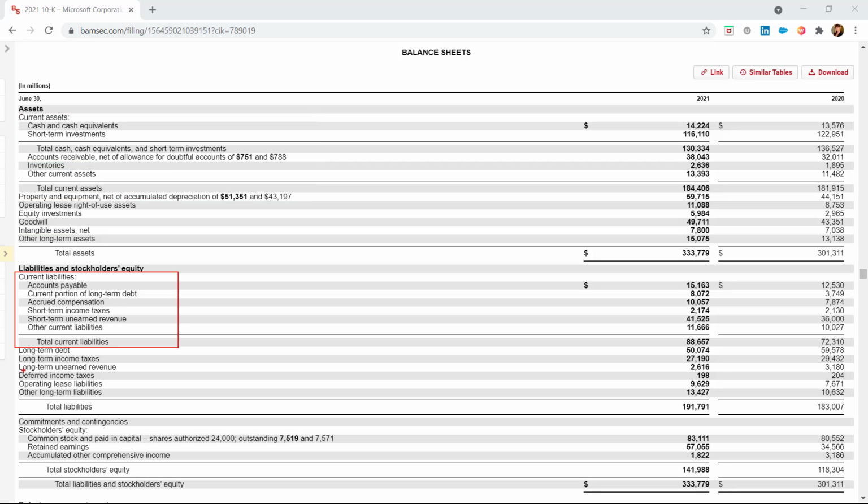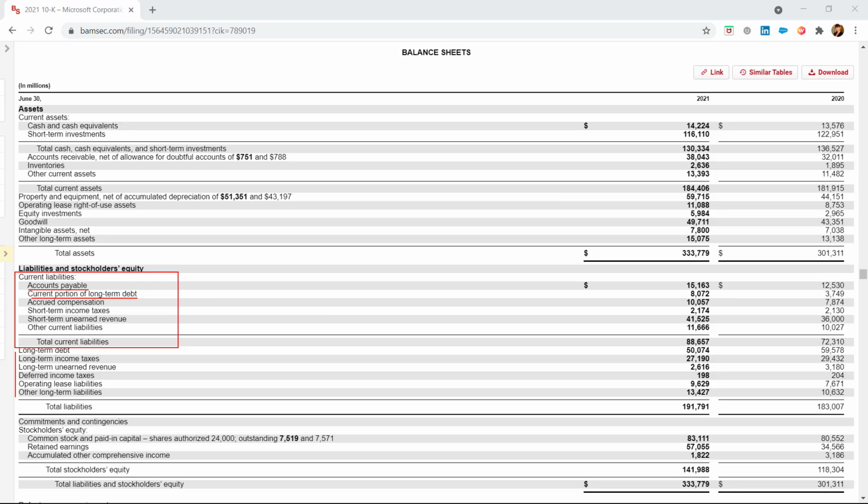Liabilities are also broken down into current, the company has to pay out within a year, and non-current or long-term liabilities. Accounts payable is the amount a company owes to its suppliers for items or services delivered.